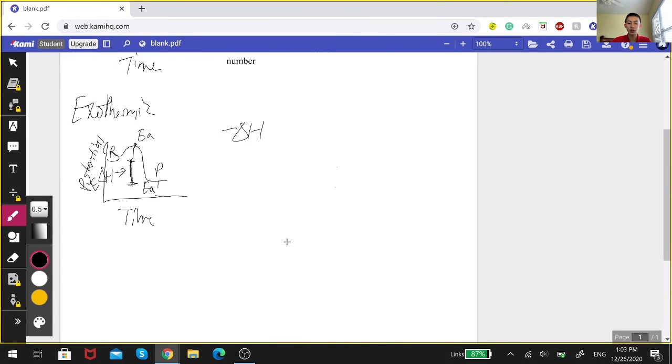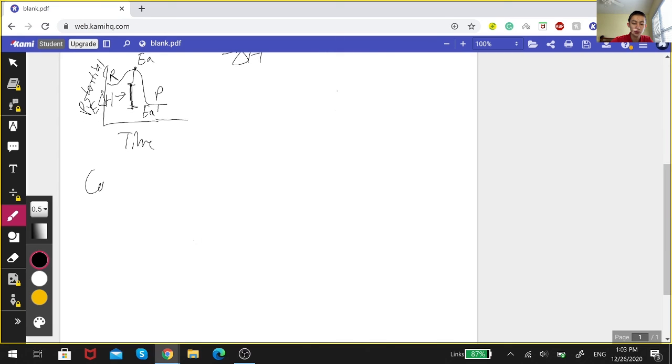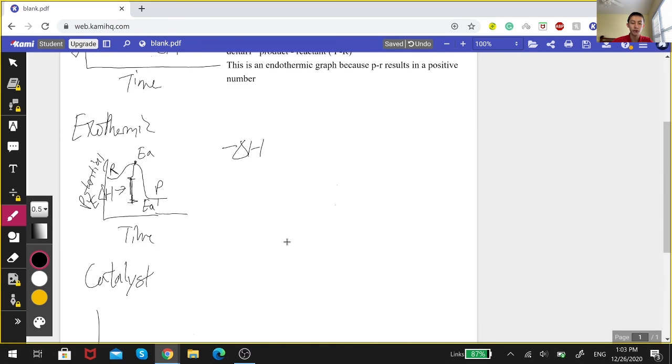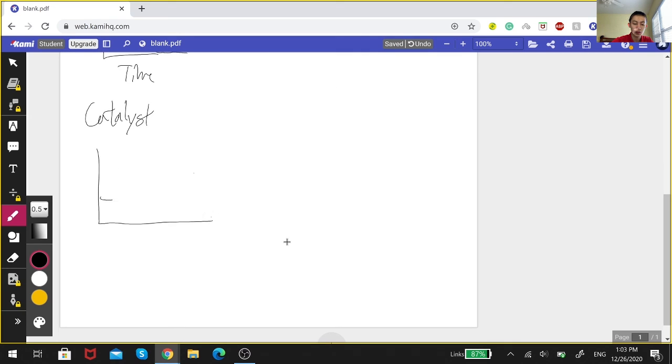Now we're gonna talk about catalyst. So what happens when you introduce a catalyst into the reaction? Well, let's take endothermic for example. It's gonna look like this. This is our original, and with the catalyst, it's gonna look like this. The smaller one is gonna be the catalyst, and the taller one will be the normal.